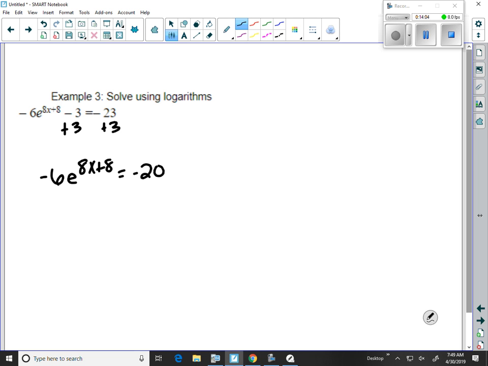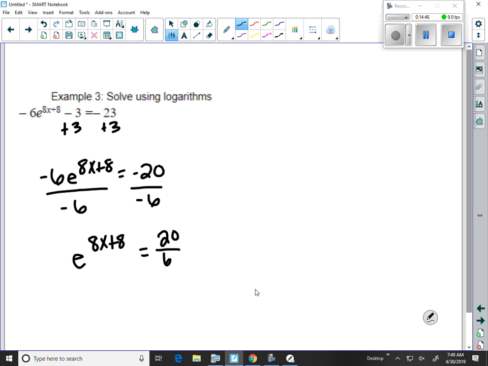What's the base on the left-hand side? E. Is there anything there that's not the base? Except for the exponent. The -6, right? So if there's anything besides that base, you got to clear them all out. So we're going to go ahead and divide by -6. You can leave it at 20 over 6. You can reduce the fraction. It doesn't really matter. I usually just leave them unless they're really ugly and I want to reduce them.